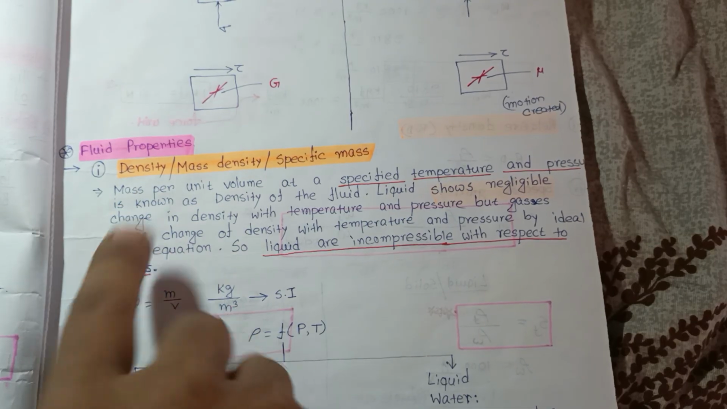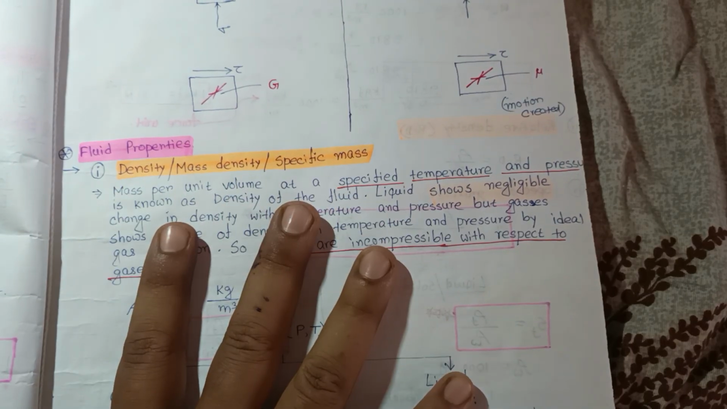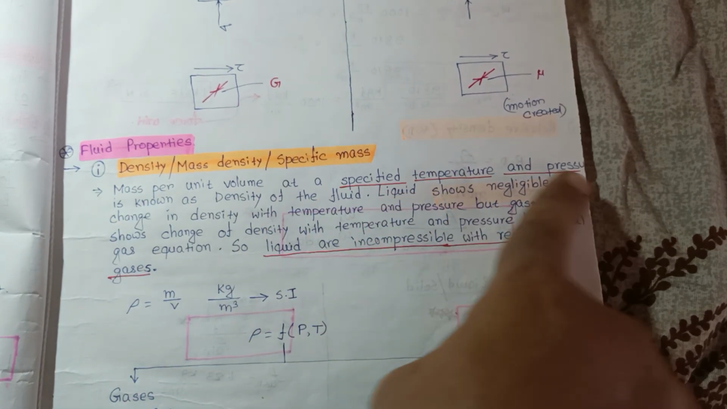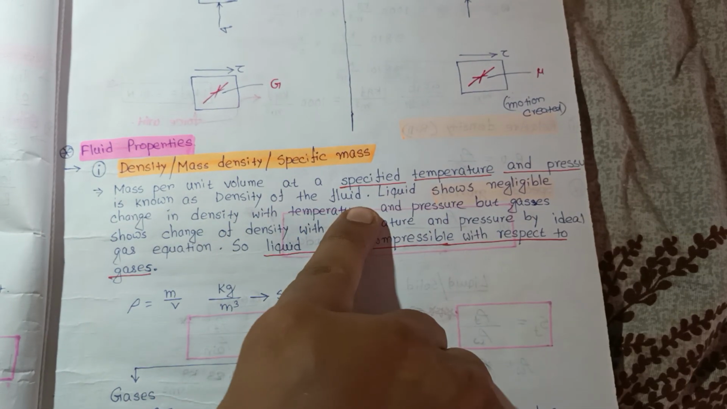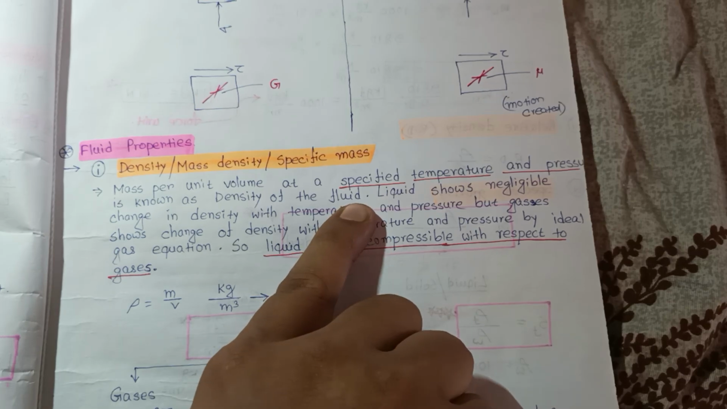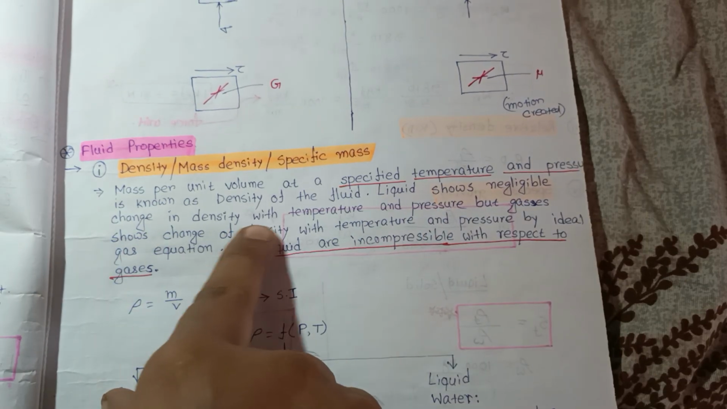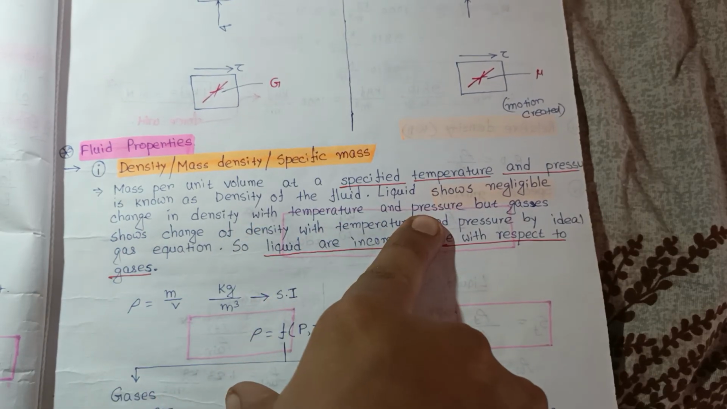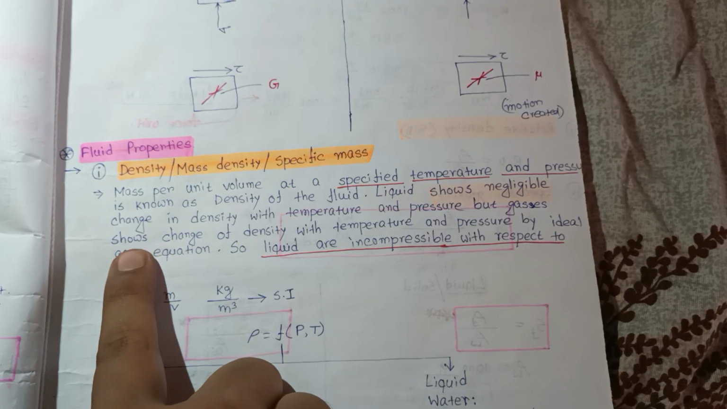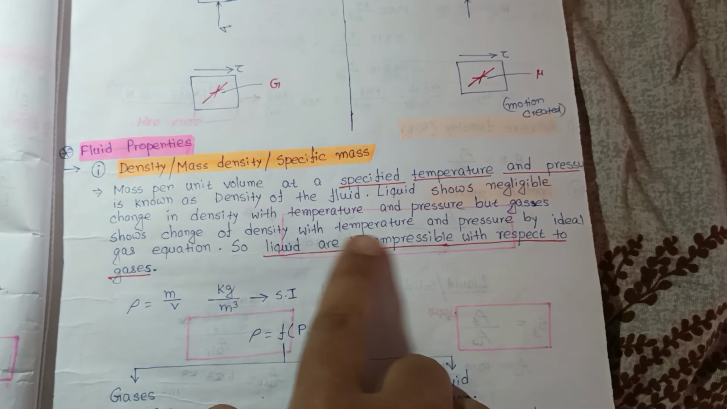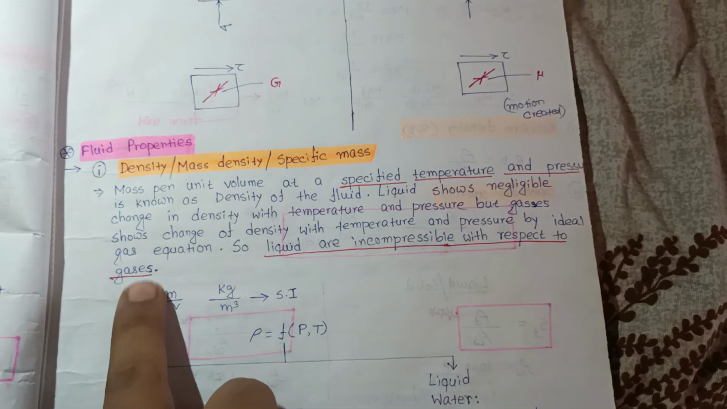We basically know that mass per unit volume is known as density, but mass per unit volume at a specified temperature and pressure is known as the density of the fluid. This is the actual definition of density. Liquids show negligible changes in density with temperature and pressure, but gases show a change of density with temperature and pressure by the ideal gas equation.